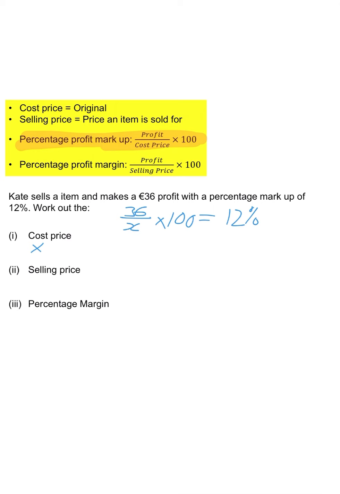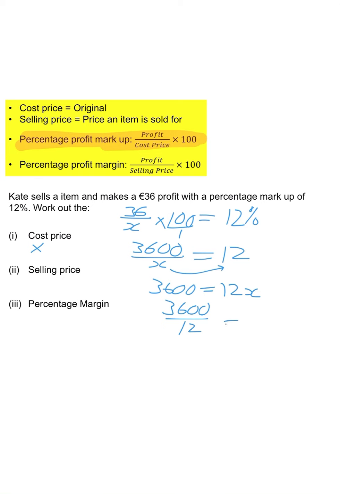So 36 over X multiplied by 100. So remember, any whole number can be written over 1. And multiplying these fractions, I'll end up with 3,600 all over X is equal to 12. I can bring the X across then. So I have 3,600 equal to 12X. And then to solve for X, I'll have 3,600 over 12 equal to X. And that is 300. So X is equal to 300.